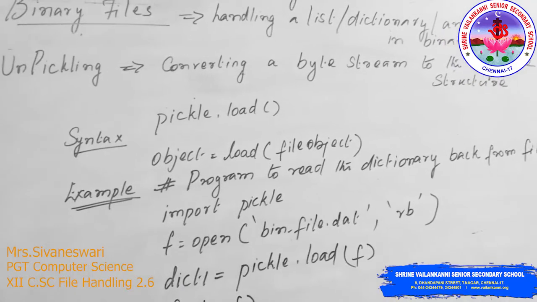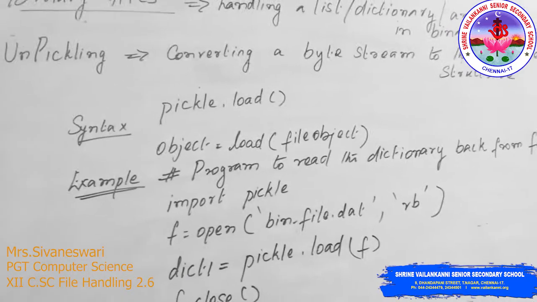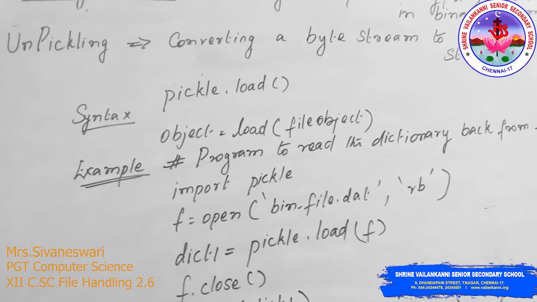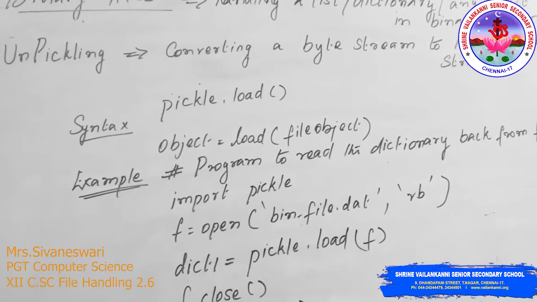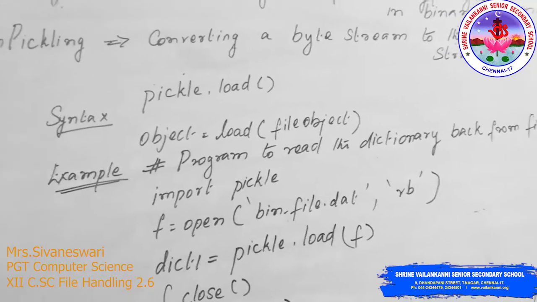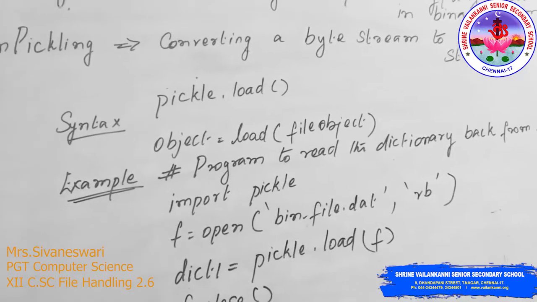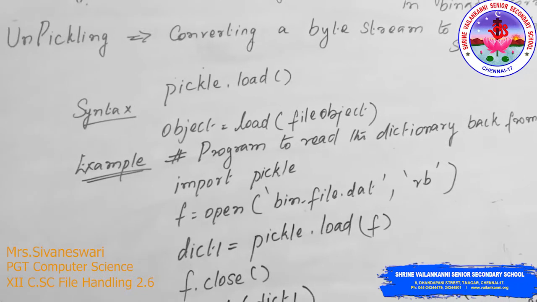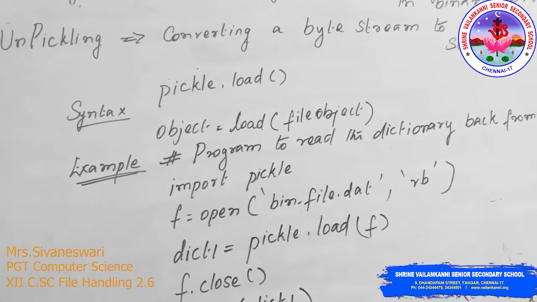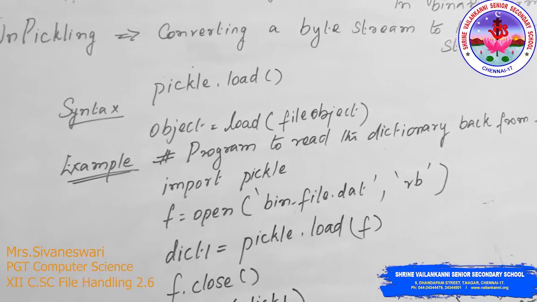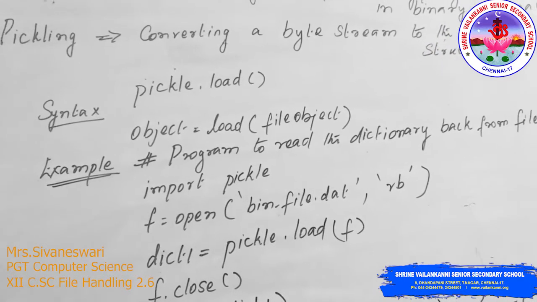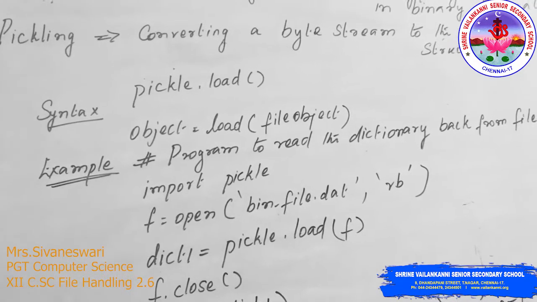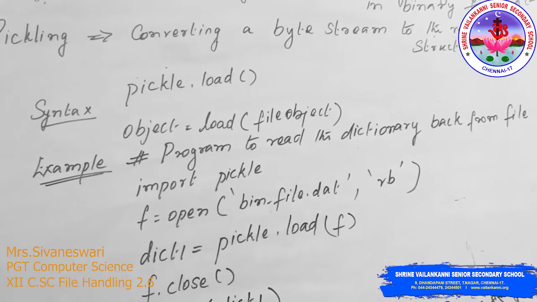That's it. First we saw pickling, where we converted the structure to a byte stream. Now we are going to see the process of unpickling, where the byte stream which is written inside the file is converted back to a structure to read from the file. The module which we are going to use is only pickle. The process alone is differentiated into pickling and unpickling. The method which we are going to use to convert byte stream to structure, that is to unpickle, is pickle.load. The syntax is object is equal to load of file object.